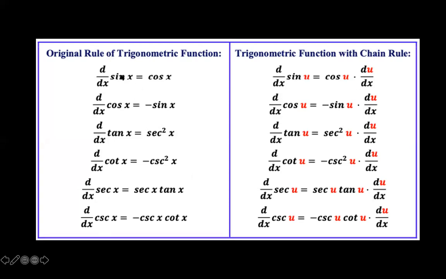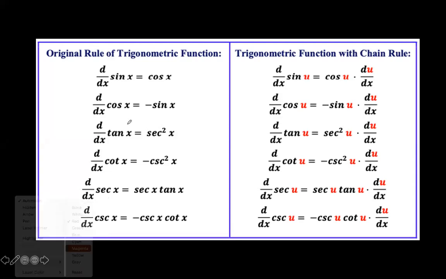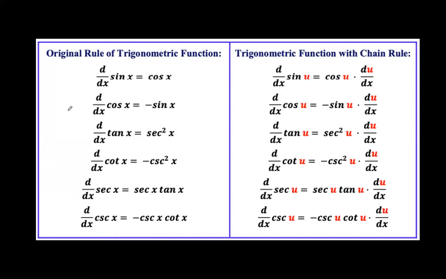Now, let's deal with the derivative of sine x. It shows here that it's cosine x. Actually, that is true and that is correct, but originally there is an x here, so times the derivative of the variable x, or x prime. Since x prime, the derivative of x, is just equal to 1, we don't write it anymore.